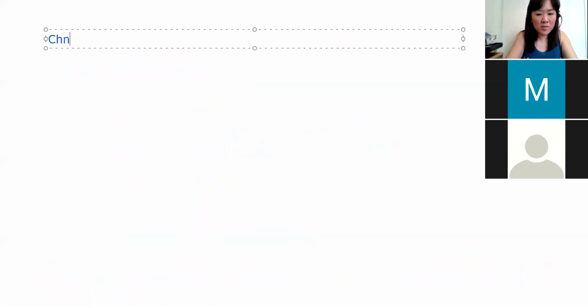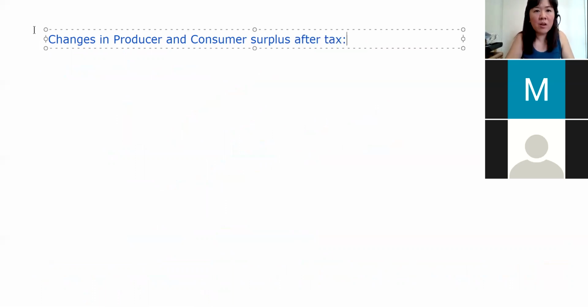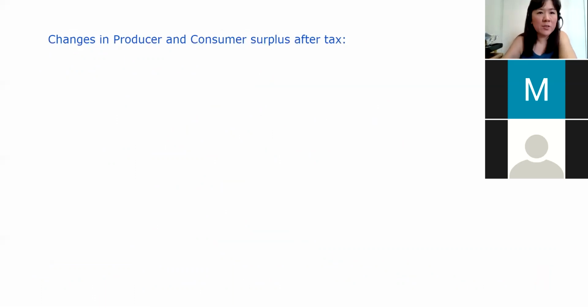Changes in producer and consumer surplus after tax. So this is what I'm going to show. Before that, maybe what I can do is this.